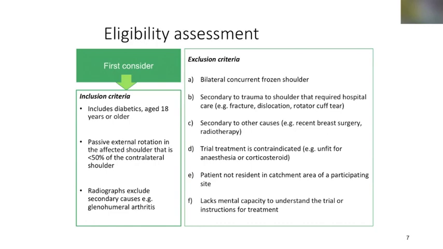Exclusions were either a bilateral frozen shoulder, to avoid ambiguity in diagnosis, or frozen shoulder secondary to other causes, or if any of the treatments were contraindicated. We also obviously excluded patients who couldn't understand the study procedures or could not be followed up reliably because they did not live within the catchment area of the recruiting center. More importantly, we included patients who had diabetes, and we stratified at randomization to account for that.